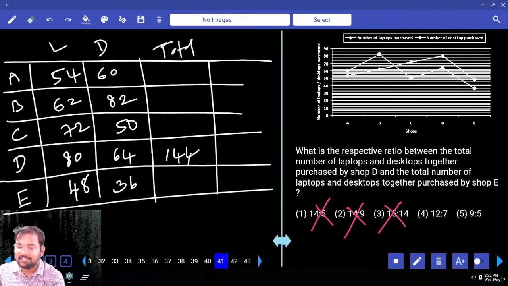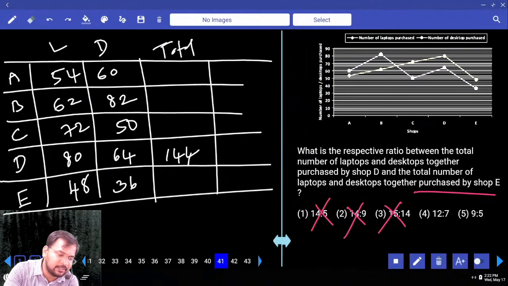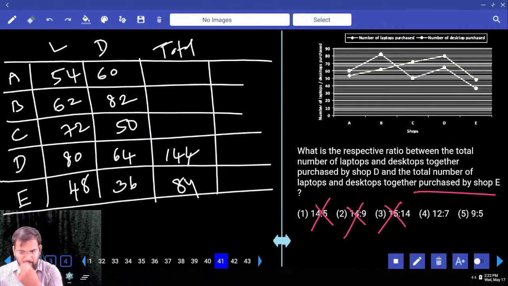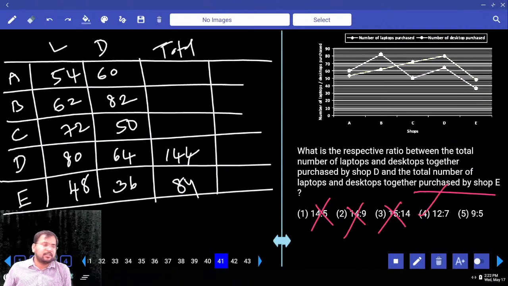Don't worry. Total number of laptops and desktops together is shop E. Shop E is 80. So how many times? 12 12s are 12, 7s are... 12 is to 7. Shall I go for the next question?